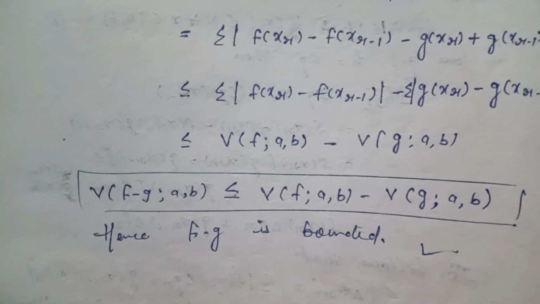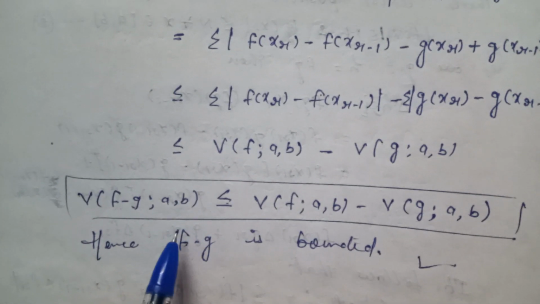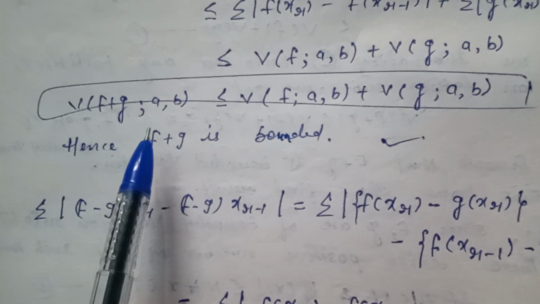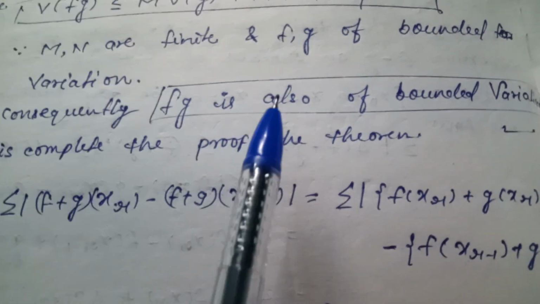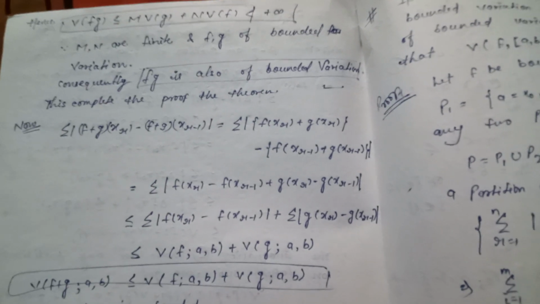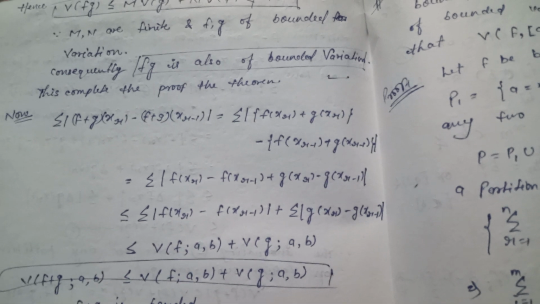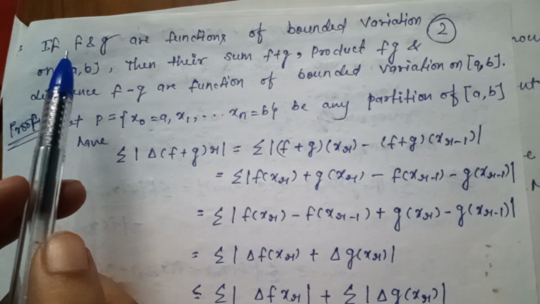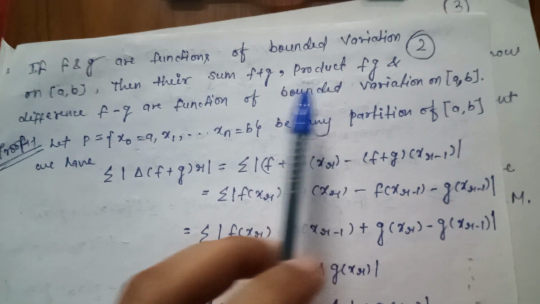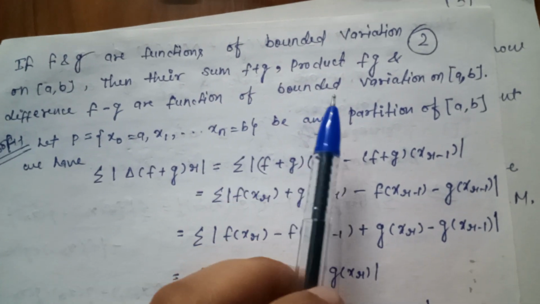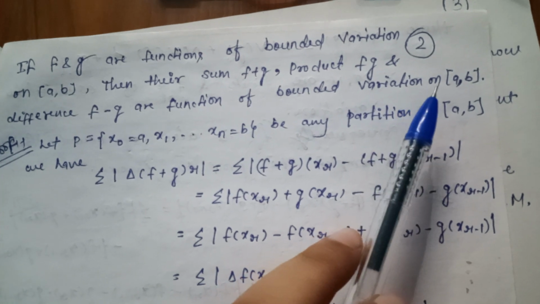So we prove f minus g is bounded, f plus g is bounded, and fg is bounded. And that's what we needed to prove, that if f and g are functions of bounded variation, then their sum, product and difference are functions of bounded variation on [a, b].